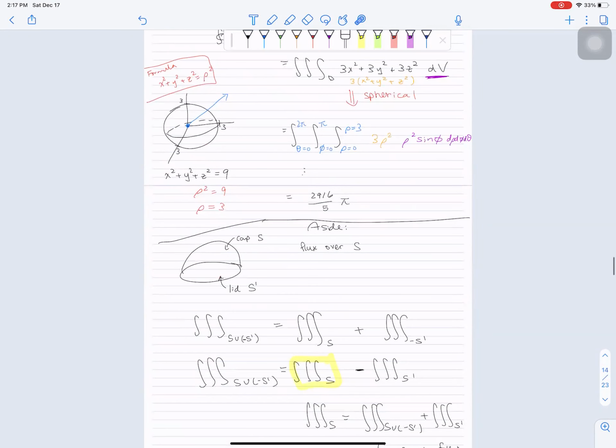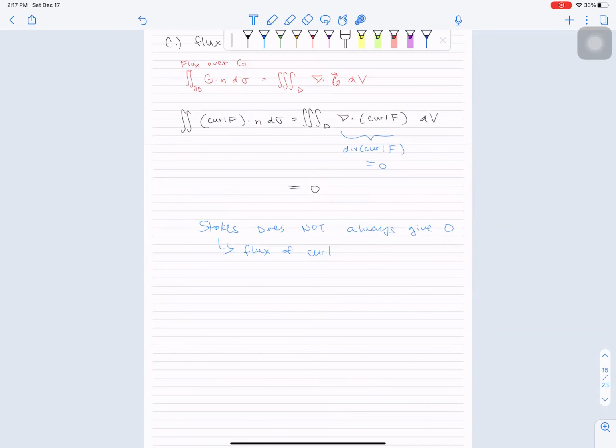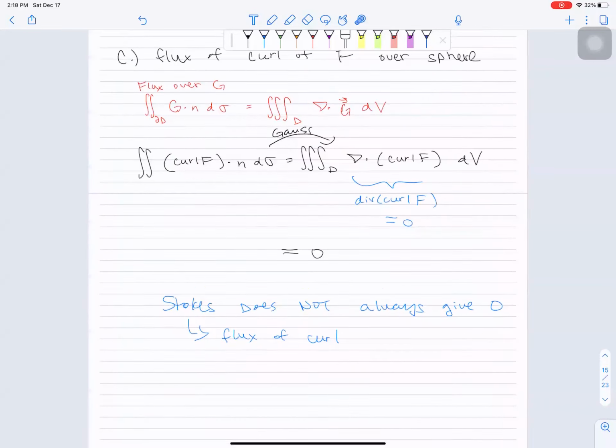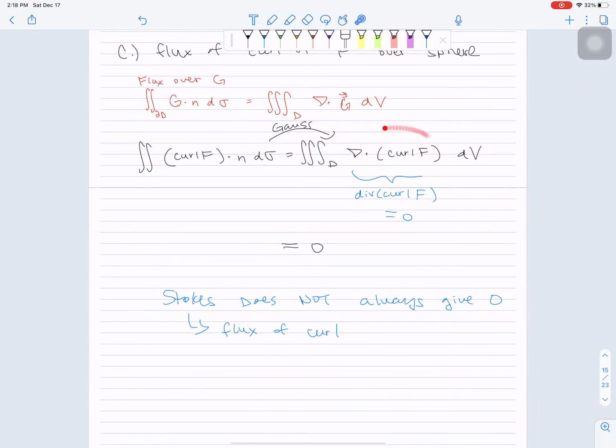Sorry, this is more of a conceptual question, but why is it that when we do this over a closed shape, it's equivalent to the divergence of the curl? That's because we use Gauss's theorem, and Gauss's theorem says that if we're trying to find the flux of something, it's equivalent to the triple integral of the divergence of it over the entire shape. Here, the something is the curl. So we use Gauss's theorem, and we get to this part.